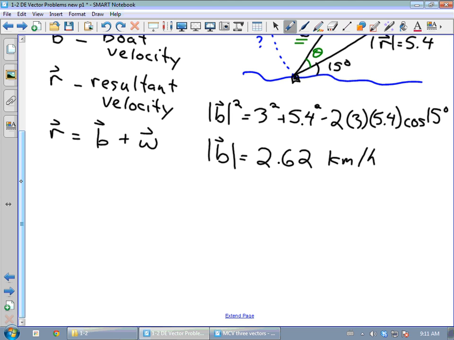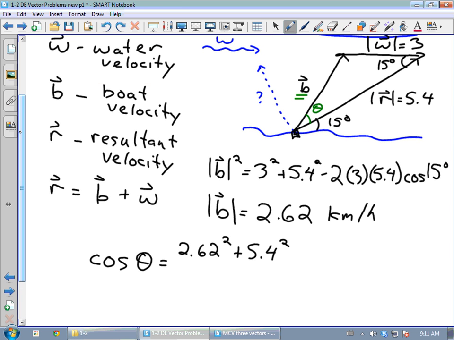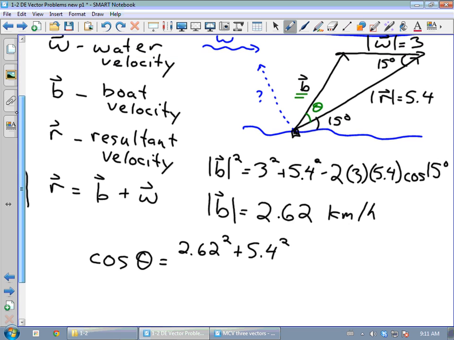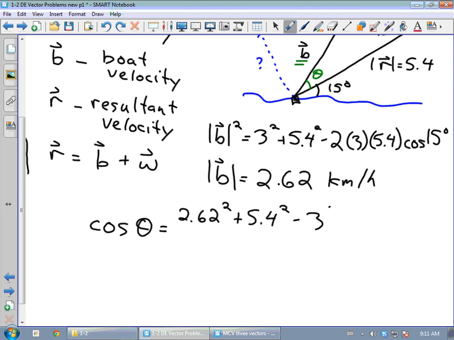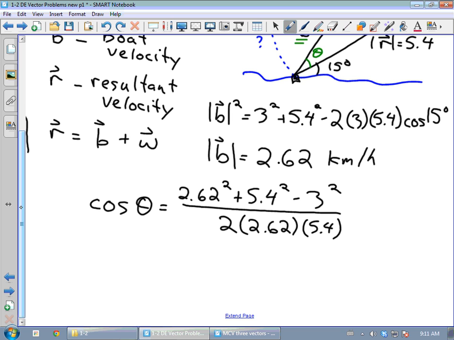So, using cosine law, cosine theta is going to be 2.62 squared plus 5.4 squared. Those are the magnitudes of the two sides on either side of our angle theta. And then we subtract the side opposite squared, so minus 3 squared, and divide the whole thing by 2 times 2.62 times 5.4. We punch all this into our calculator, and we get that theta is 17.2 degrees. Now we're not quite done.